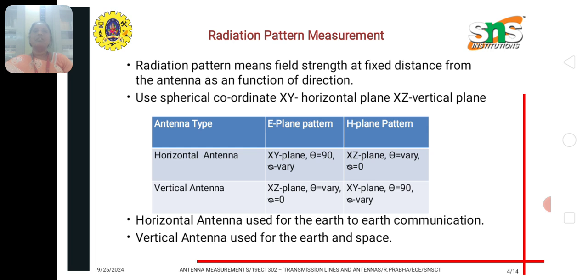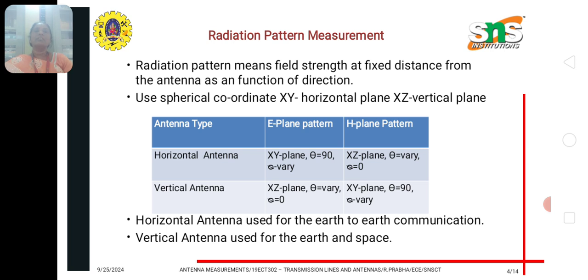And considering the antenna type, there are horizontal antennas and vertical antennas. For a horizontal antenna, the plane pattern is called the E plane pattern. In the E plane pattern, we take the plane as the xy plane, theta is equal to 90 degrees, and phi will vary. In the H plane pattern, we take the xz plane, theta will vary here, and phi is equal to 0. And for a vertical antenna, it is measured in the xz plane, where theta varies and phi is equal to 0, and in the xy plane theta is equal to 90 degrees and phi varies.